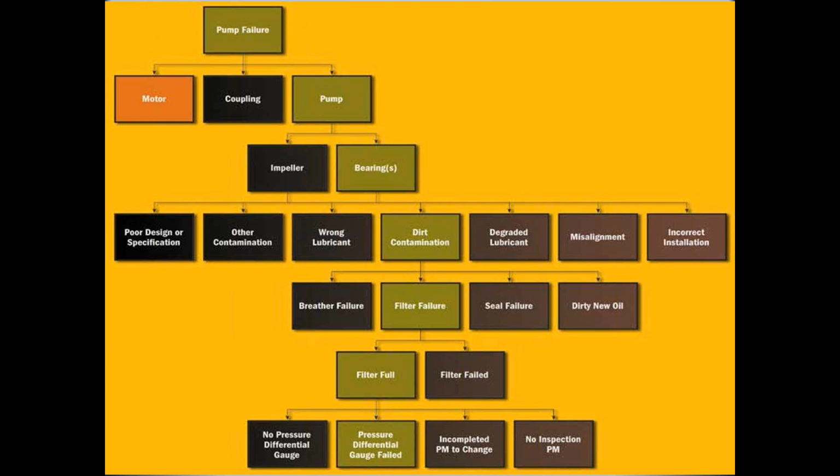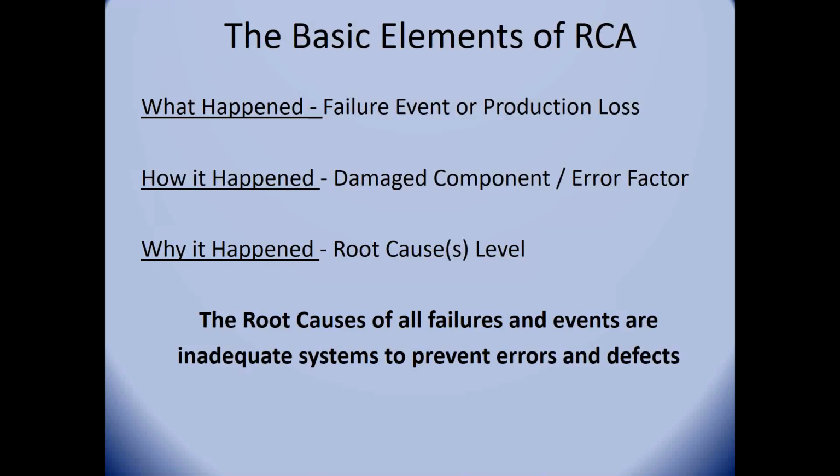Well, it turned out to be dirt contamination. Well, how would that happen? Well, they ended up having a filter failure. And the filter failure, the filter didn't fail, the filter was full. Why was it full? Well, the differential pressure gauge had failed and plugged, and they didn't know the filter was full, which ended up being the root cause of a bearing failing. So again, a root cause analysis process used at a company here to define this bearing failure.